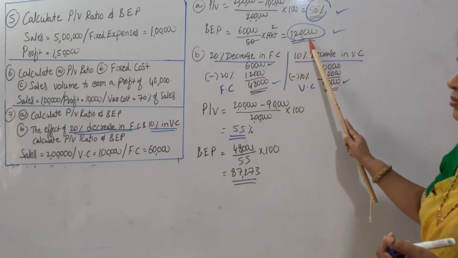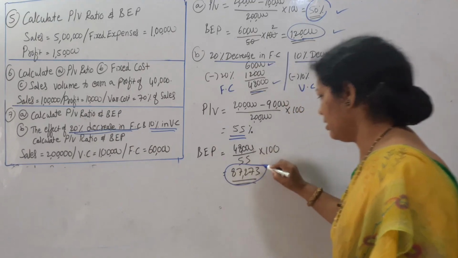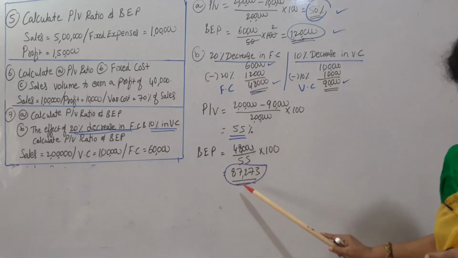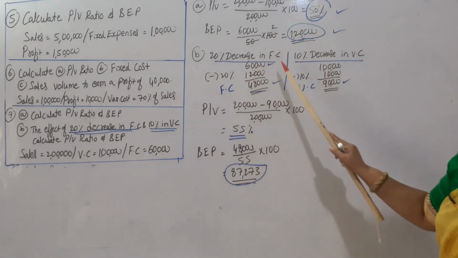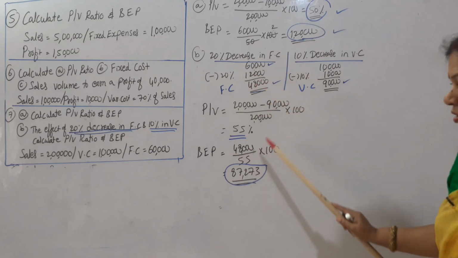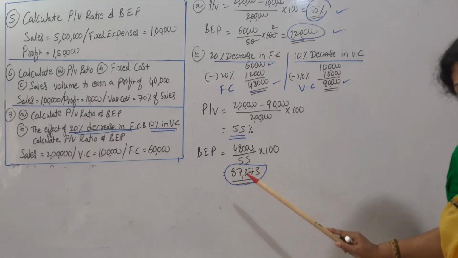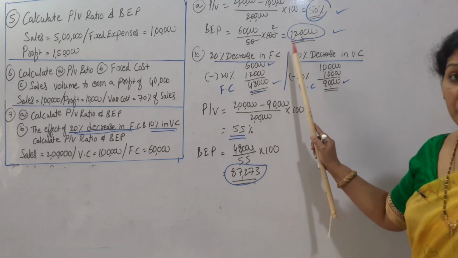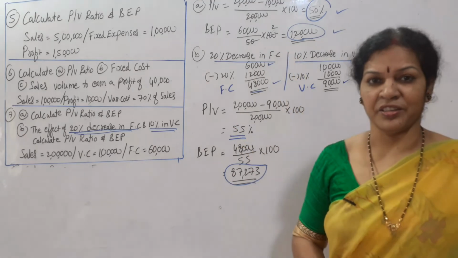There it was 1,20,000, now here it is 87,273. Means 87,000 is less than 1,20,000. This is better, because if we decrease fixed cost and variable cost, we get a BEP of only 87,273. If we don't decrease it, it is 1,20,000. The meaning is this: we are not calculating anything blindly.